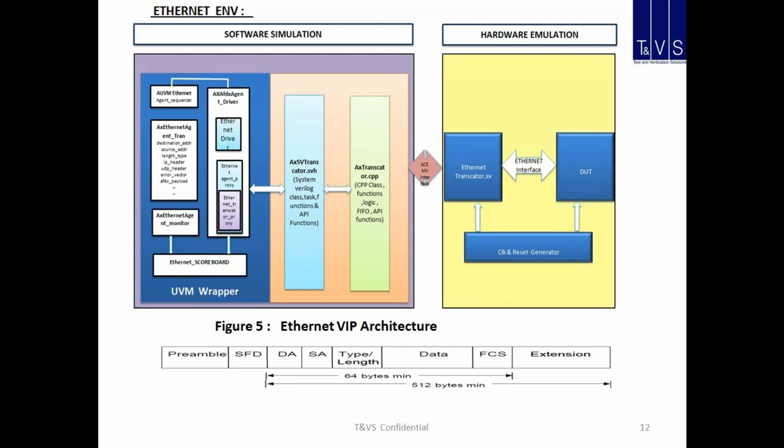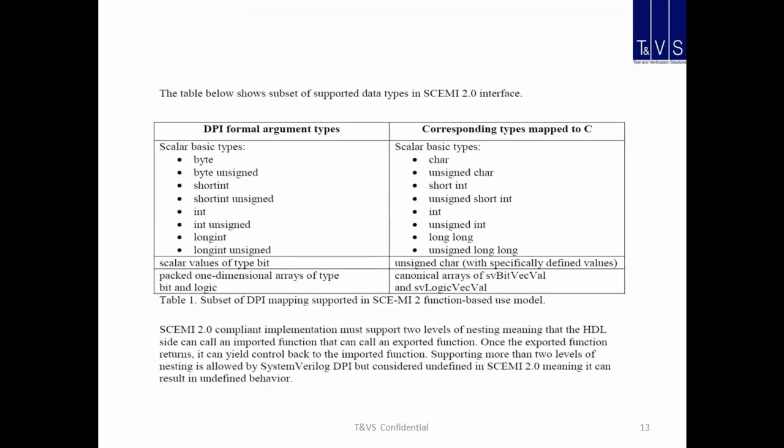So the process involved is while using the DPI. These are the corresponding data type mappings that were done. The byte in DPI in SV corresponds to char in C. Similarly, the rest. These will be done automatically when you use keywords called context and other such keywords. So the user need not worry much about it.